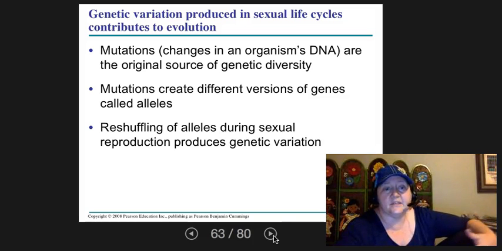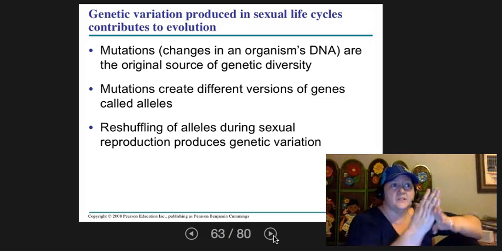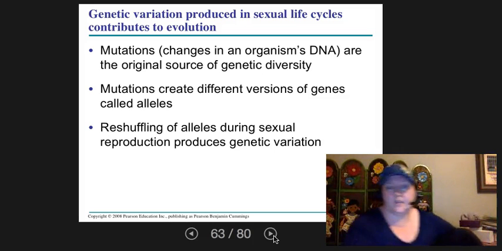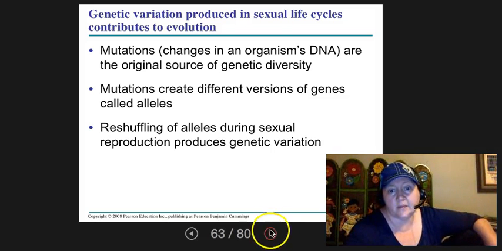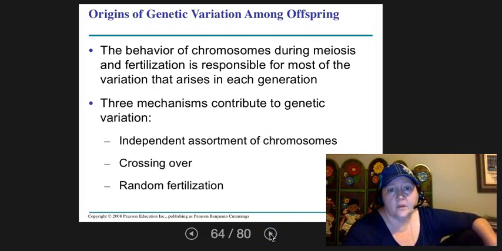And then because of this, we reshuffle those alleles. Remember, we're crossing over, we're exchanging them, we're separating them randomly, and that's all stuff we're going to talk about when we get to Mendel. I've got three mechanisms that contribute to genetic variation. I'm going to ask you these on this chapter and probably again in Mendel, because it's really important that you understand how we get such diversity when we're dealing with organisms that are so similar. It's the independent assortment of chromosomes, crossing over, and random fertilization.